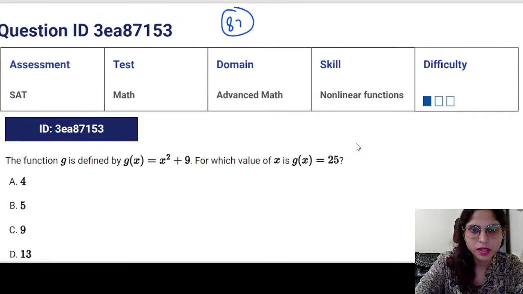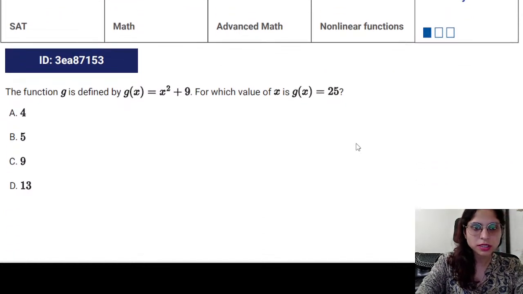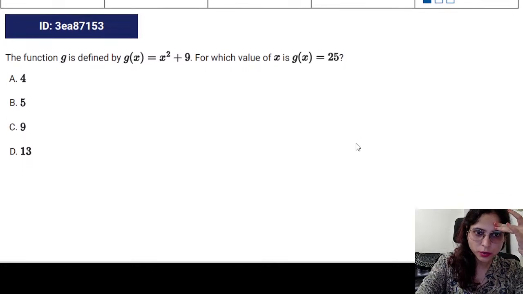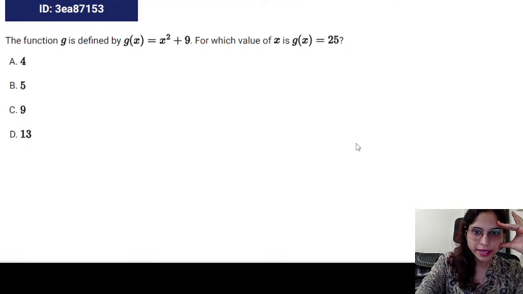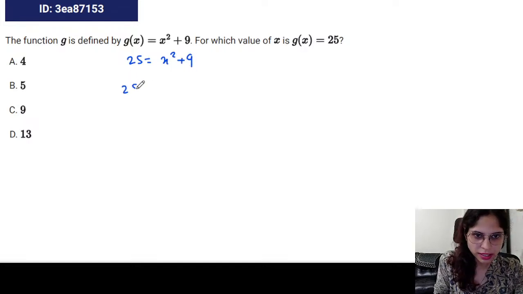Yeah. So this is also a quadratic question, because the power of x is 2. Function is defined by g of x is equal to x squared plus 9. What value of x is g of x equals 25? So over here g of x equals 25. So what you do, you just write 25 over here. 25 equals x squared plus 9. You can also solve manually. 25 minus 9 is going to be x squared, that is 16. 16 equals x squared, so x is going to be 4.